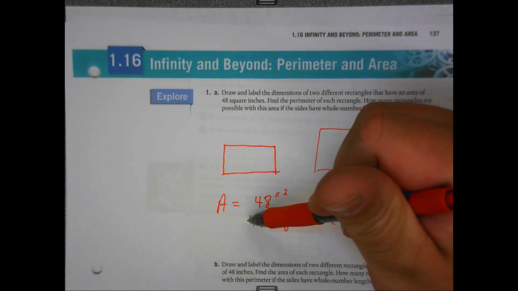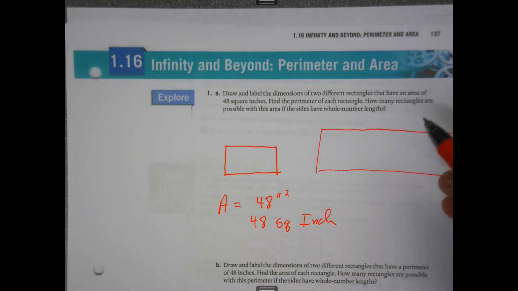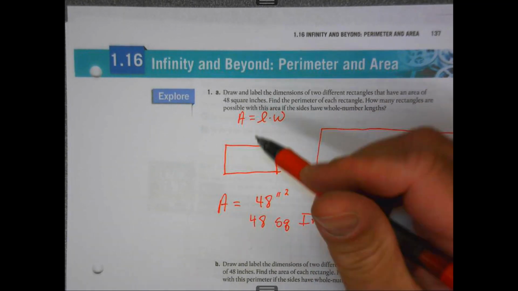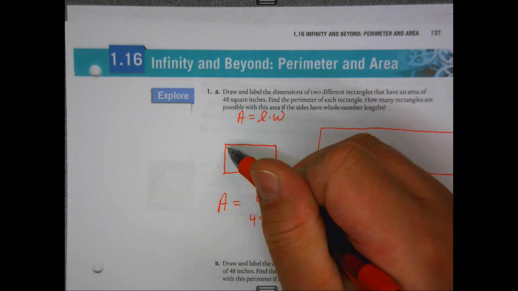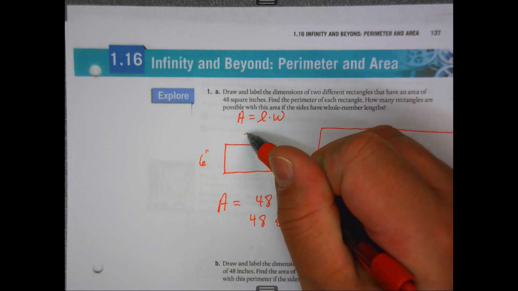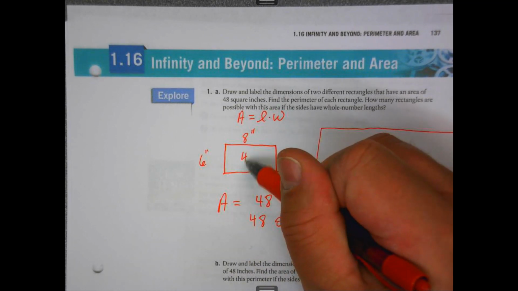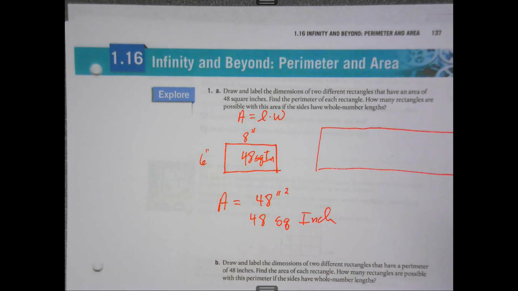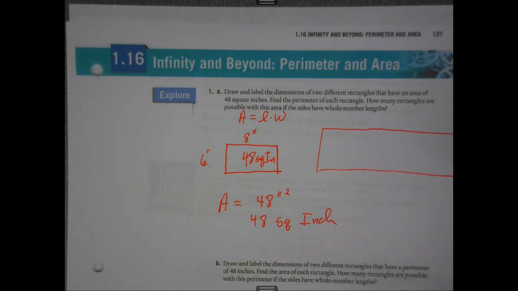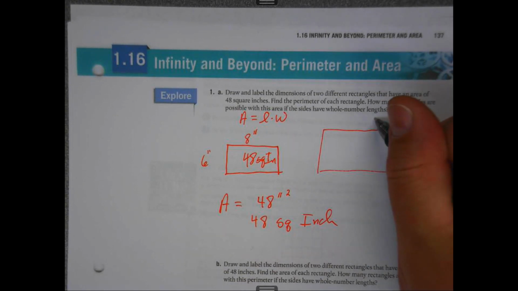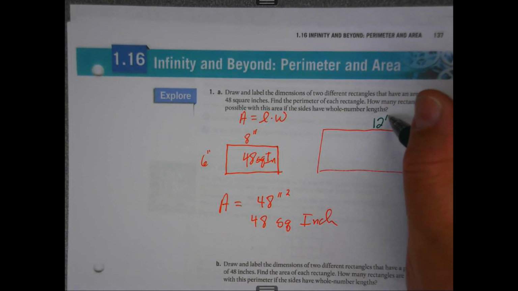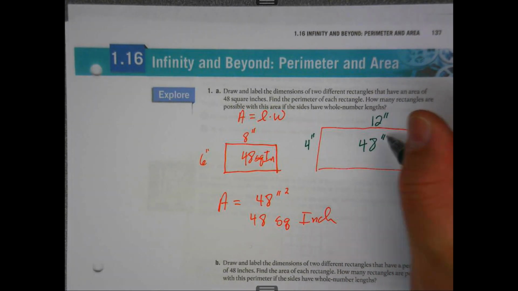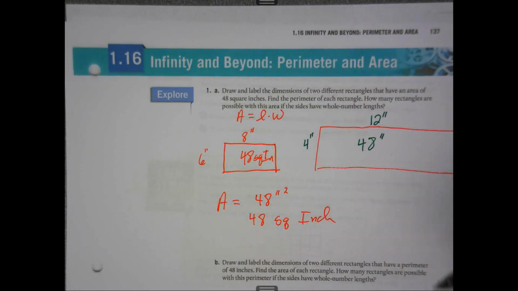Okay, now remember, area of a rectangle is length times width. So just two examples. If I have a rectangle that's 6 inches by 8 inches, 6 times 8 is 48 square inches. The other rectangle, now that we want different measurements, I'm going to do 12 inches by 4 inches. 4 times 12, 48 square inches. So two different rectangles that have 48 square inches.